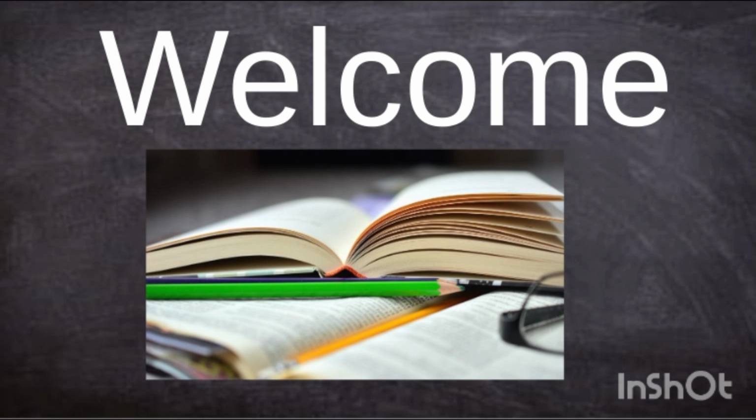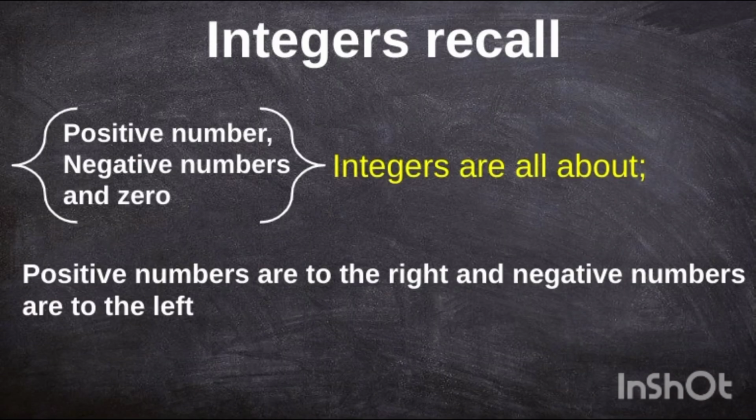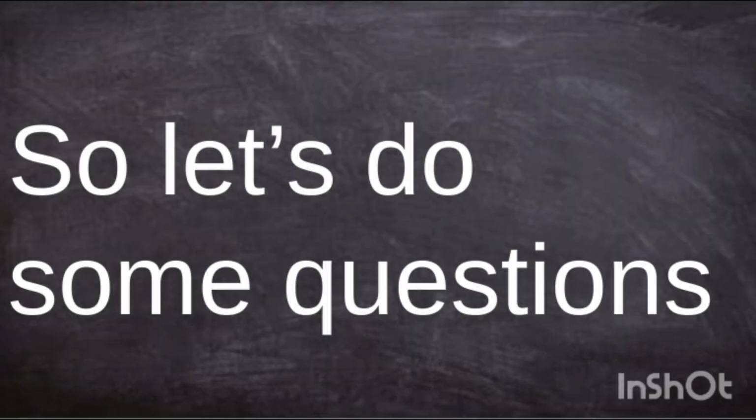Today we are going to do some questions related to what we already know about integers. So we know that integers are all about whole numbers which can be positive or negative, and 0 is not positive and not negative, as positive numbers are to the right and negative numbers are to the left of zero, right? So let's do some questions related to what we recall.